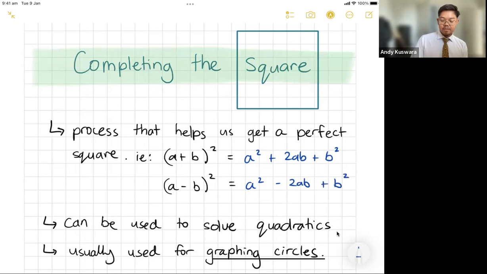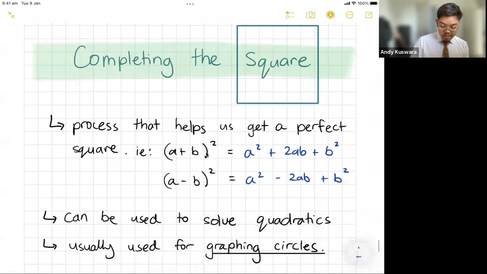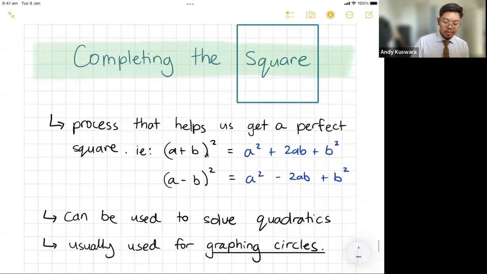Okay. Now, just don't forget, whenever you get (a - b) squared, it's not a squared minus b squared or a squared plus b squared. It's this middle part here that most people forget. So just be aware of that and don't forget it. Now, it can be used to solve quadratics, which we will use, but usually it's used for graphing circles, which we'll do in the very near future.